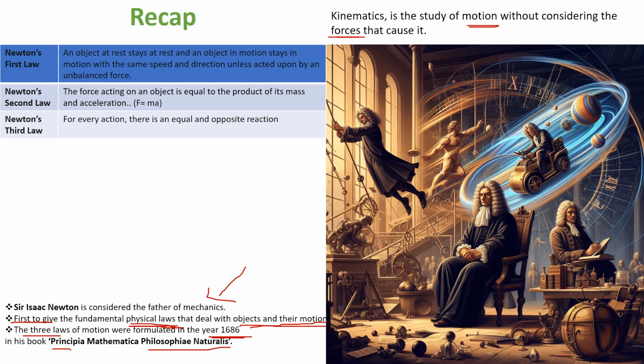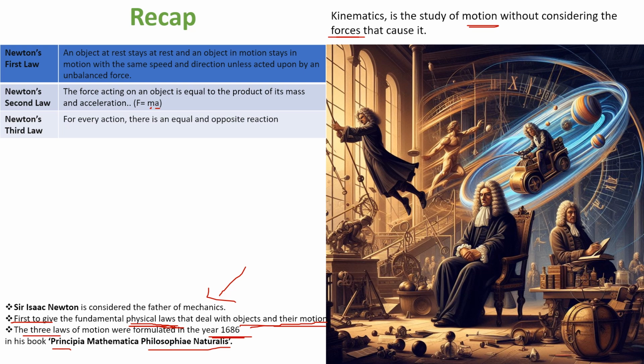The second law of motion says the force acting on an object, assume there is a ball, is equal to the product of its mass and acceleration. Force is proportional to mass and acceleration, a formula we used again and again in our previous derivations. The force acting on an object equals the mass of the object times acceleration.